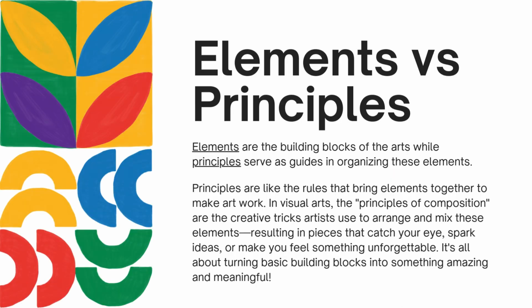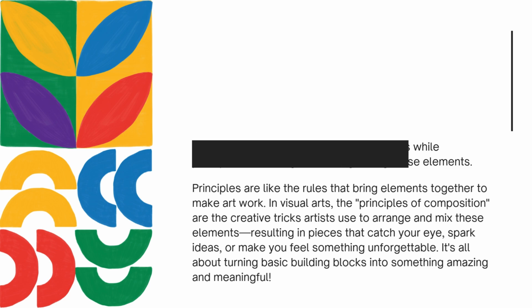Elements are the raw ingredients, the building blocks of the arts. Principles, on the other hand, are like the chef's recipe, guiding how these elements come together to create something visually stunning. Principles of composition are the clever tricks artists use to arrange and mix elements, resulting in art that not only grabs your attention but leaves you thinking or feeling deeply.